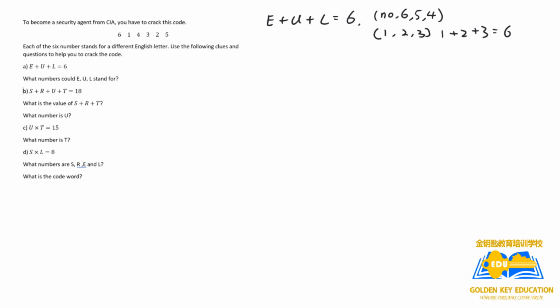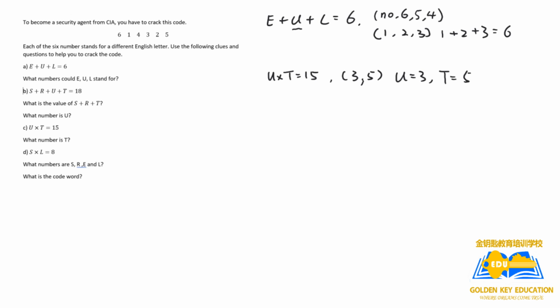Now we can jump to U times T equals 15. What does that tell us? It means that U and T go into 15. So which numbers from 1 to 6 go into 15? Well, 1 goes into 15, but it can't work, because otherwise the other number must be 15, which goes over the boundary. Then we could have only 3 and 5. But we already know U can only be chosen from 1 to 3. U can't be 5, so U must be 3. Therefore, T must be 5.